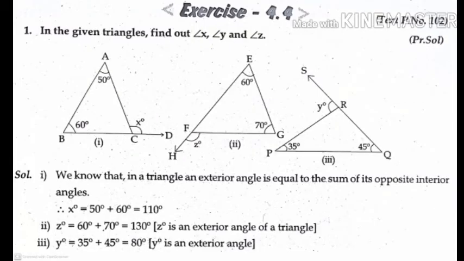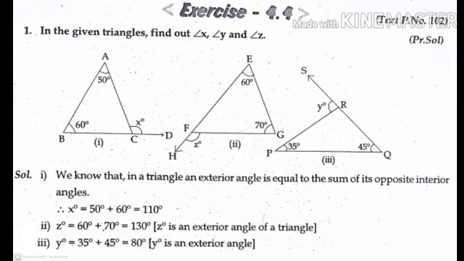Let us start exercise 4.4 problems. First question, in the given figure, find out angle x, angle y and angle z. Solution for first question. We know that in a triangle, an exterior angle is equal to the sum of its opposite interior angles. Therefore, x degrees, here x is the exterior angle, and the opposite interior angles are 60 degrees plus 50 degrees, that is 110 degrees. Therefore, x value is 110 degrees.